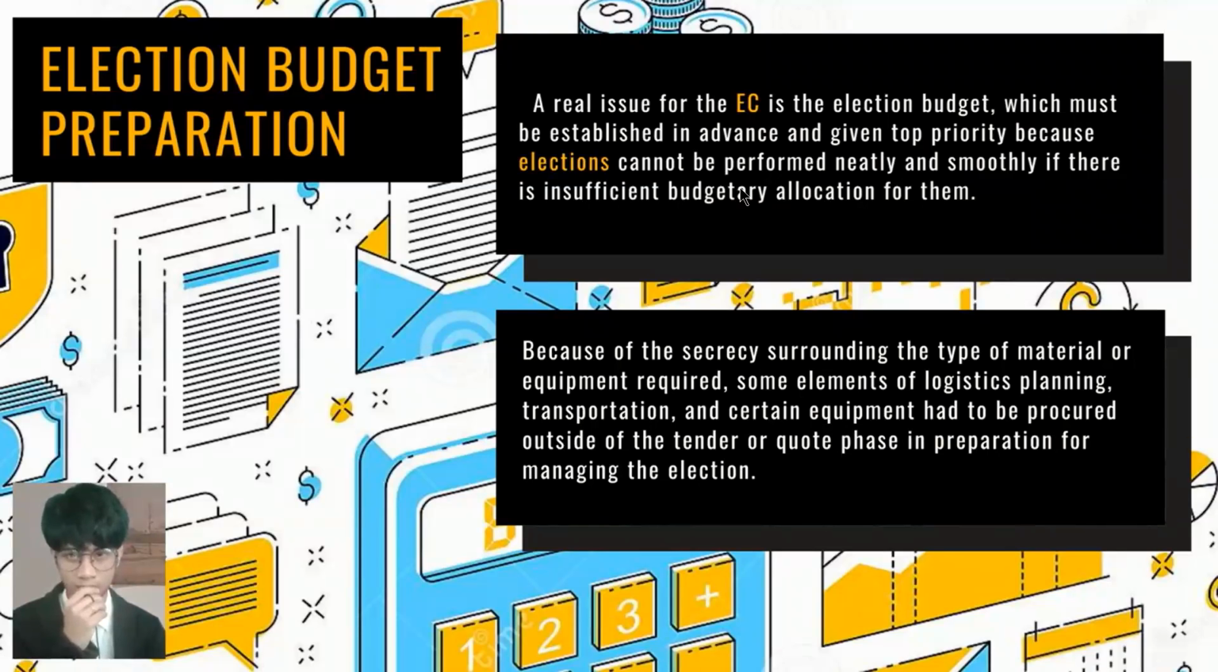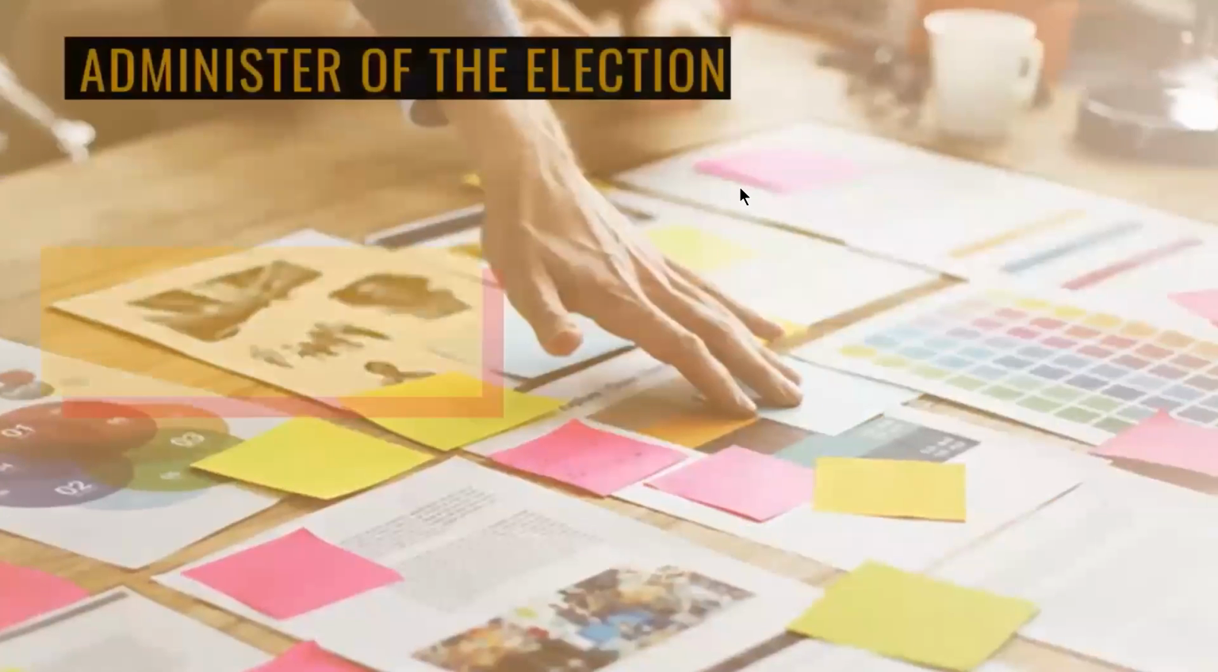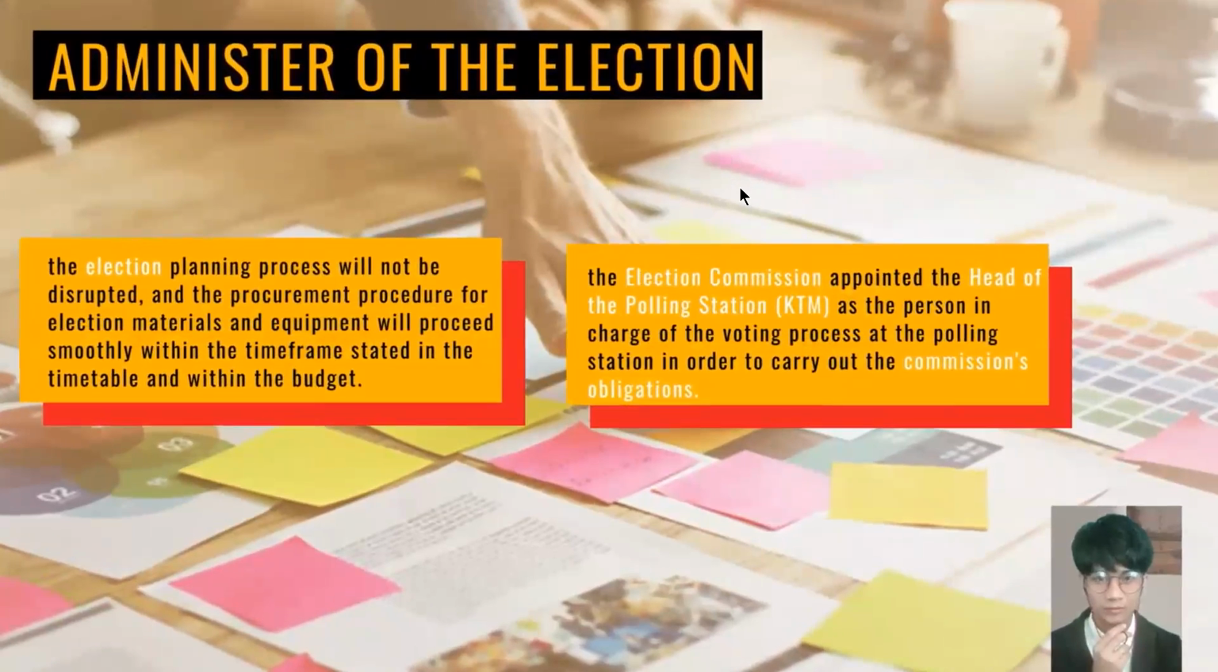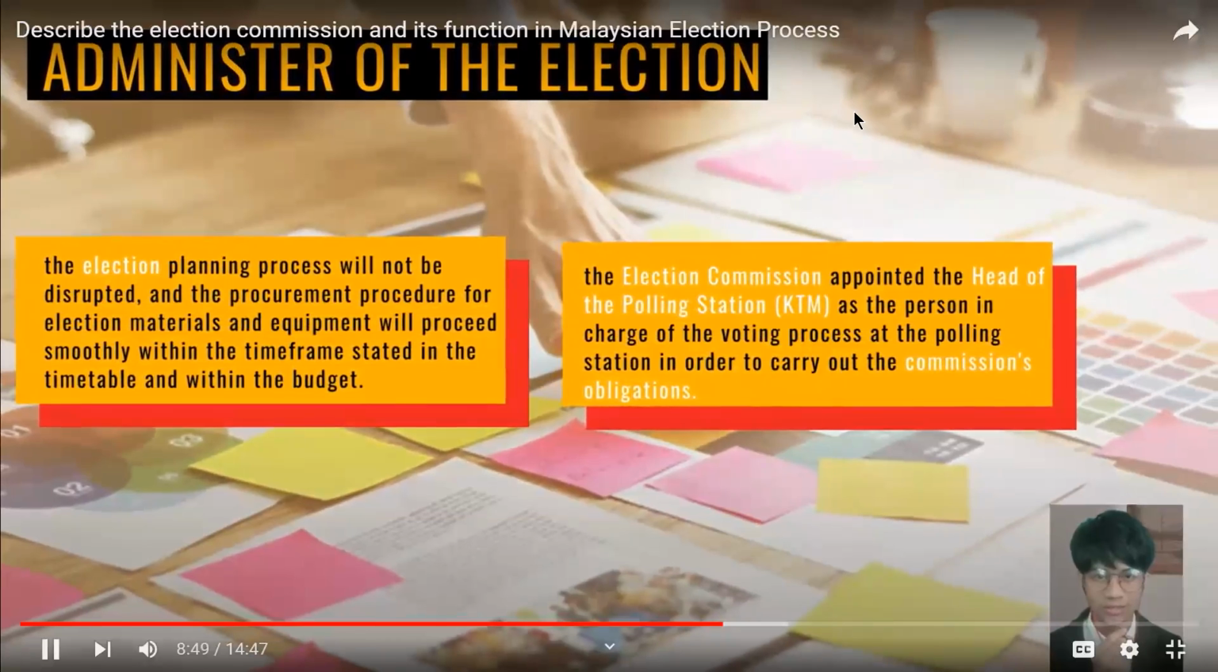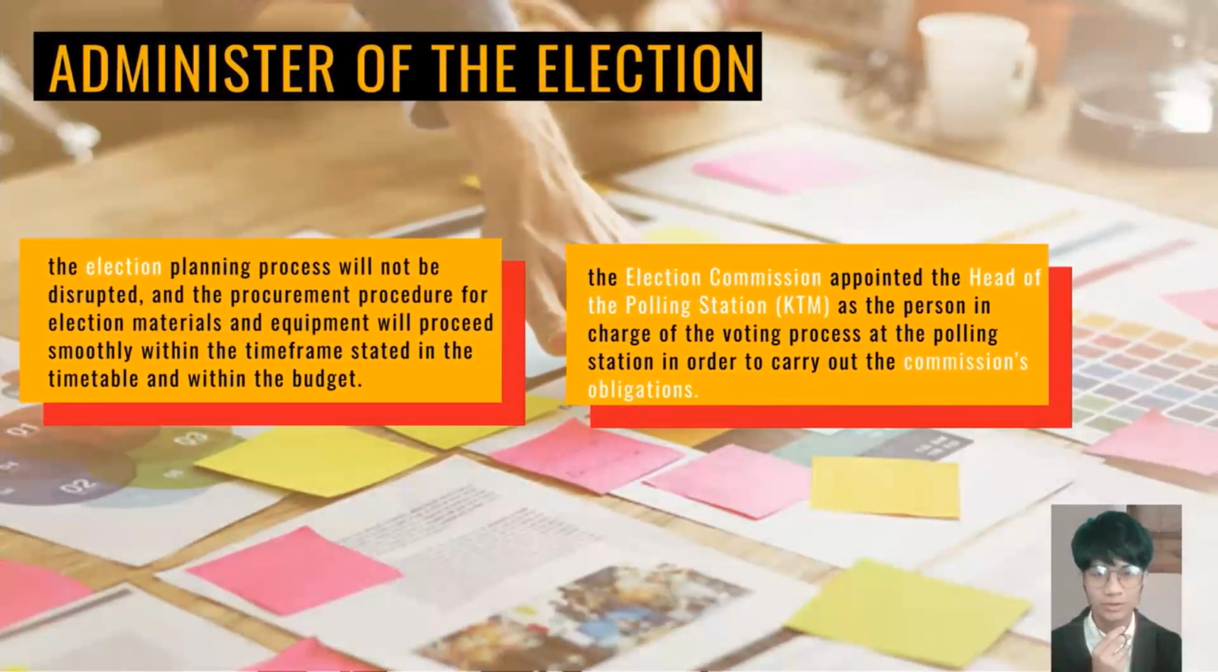The Ministry of Finance must approve the distribution of the election fund in accordance with the Election Commission request. The Election Secretariat begins preparing the election budget by having internal meetings at the state headquarters level, as well as state level meetings with the director, to produce estimates based on each demand and the general election preparation. Due to the sensitivity of the material or equipment required, certain components of logistic planning, transportation, and equipment have to be purchased outside of the tender or bid phase. Instead, direct negotiation with the provider was required. As a result, the election planning process will be unaffected and the acquisition of election material and equipment will be completed on time and within budget.